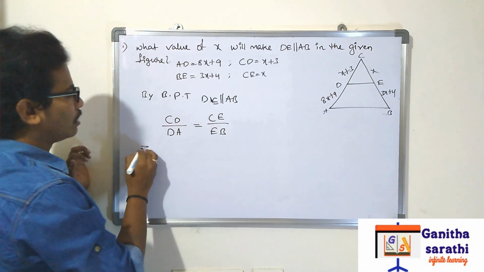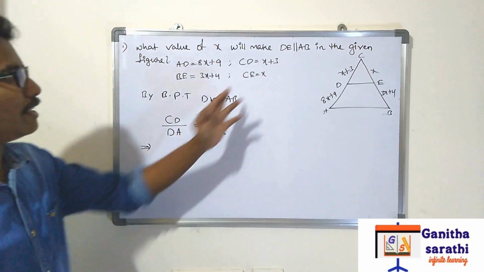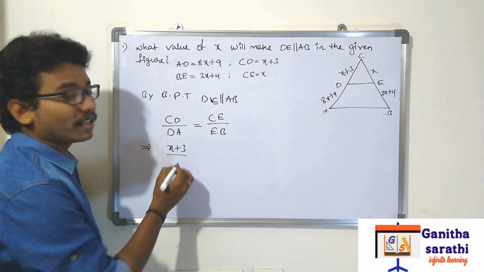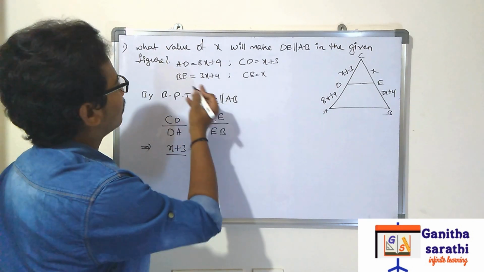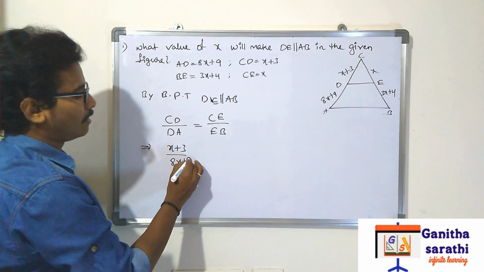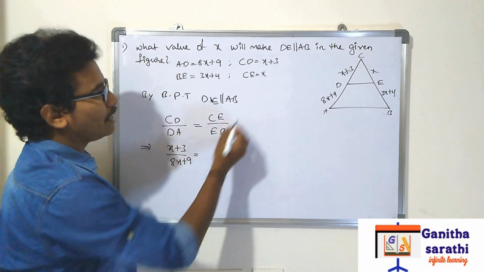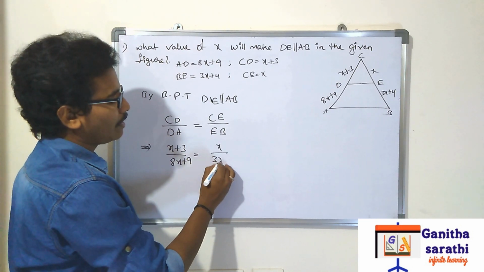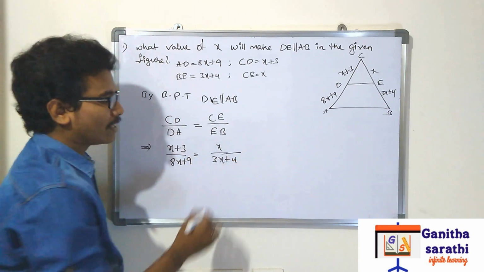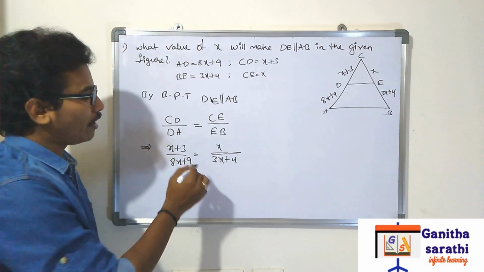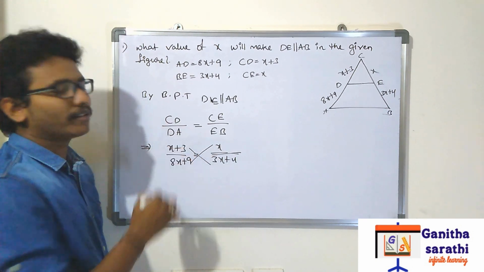Okay. Now substitute the values. What is the value of CD? X plus 3, right? Next, what is the value of DA? DA or AD will be the same. 8x plus 9. And what is the value of CE? CE value is x. And what is the value of BE? BE value is 3x plus 4. Okay. So now what should you find? You should find the value of x. So do cross multiplication.